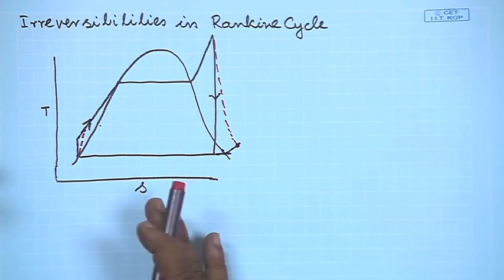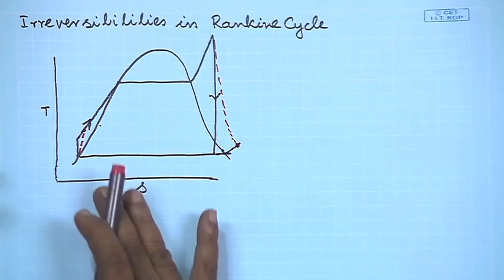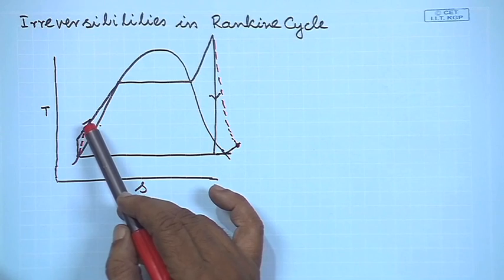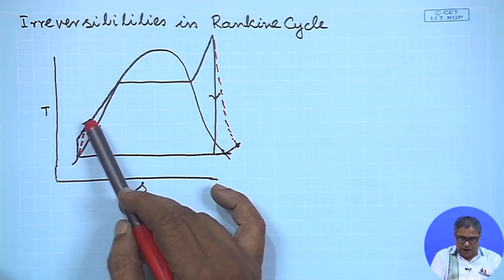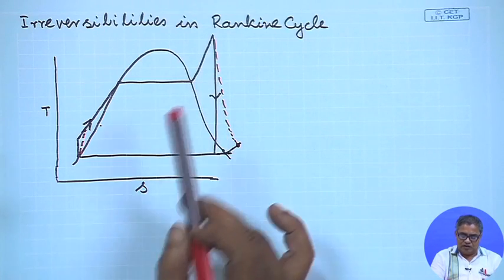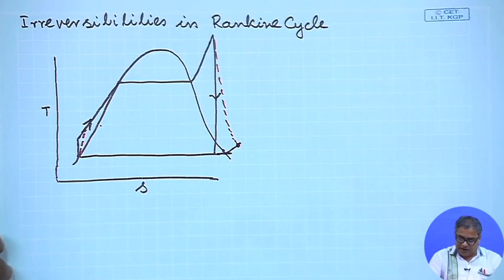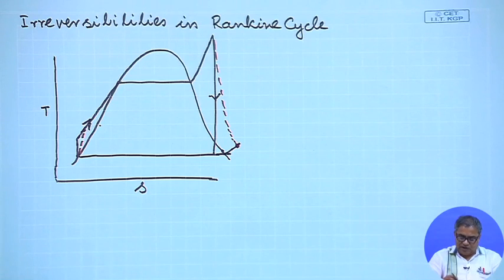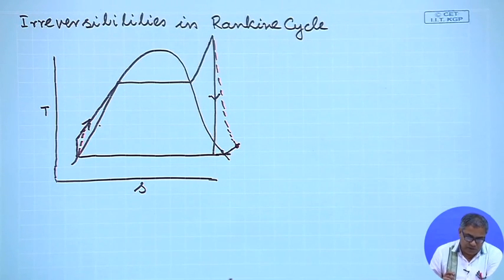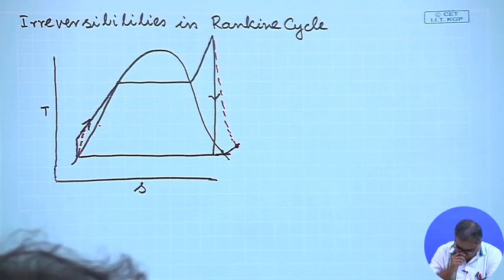There would also be some pressure loss in the piping. So, the boiler pressure we get at the exit of the pump will not remain the same. There will be some heat losses in the piping, etc. But let us look into the external irreversibilities, which are very important, and also important from the waste heat recovery point of view.